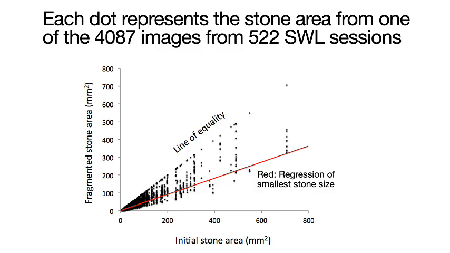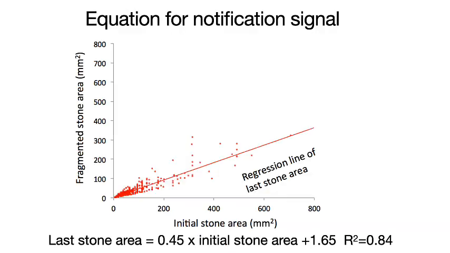The red line shows the regression of the last stone area at the end of the treatment. The criterion for the notification signal is based on the regression line. Here is the equation. The last stone area equals 0.45 times the initial stone area plus 1.65. The R-squared value equals 0.84, meaning 84% of the variability is explained by the equation.